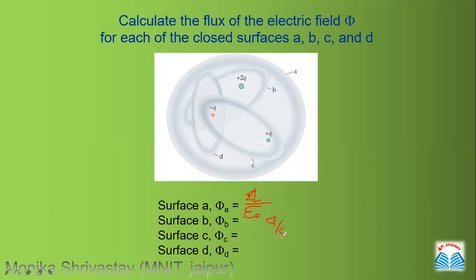You can now calculate phi C and phi D. It is easy. We have to apply Gauss law here. If the area and electric field are given, then calculate from the formula phi equals E dot A. And if the area and electric field are not given, then calculate by Gauss law.